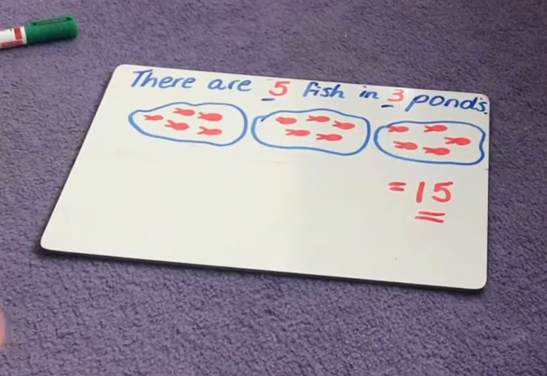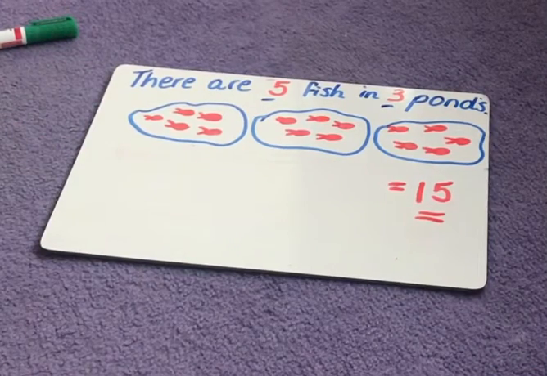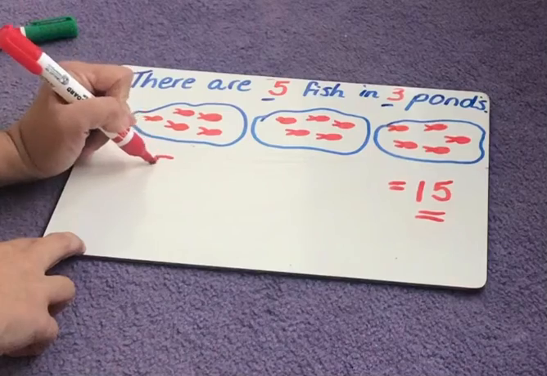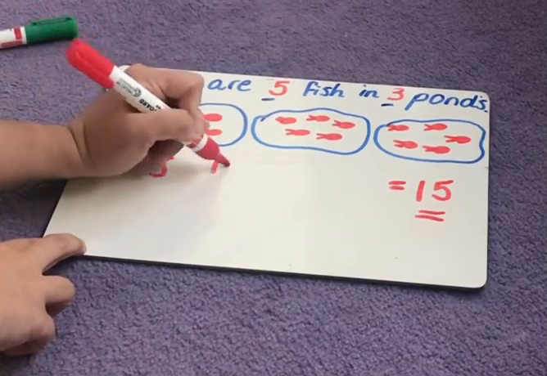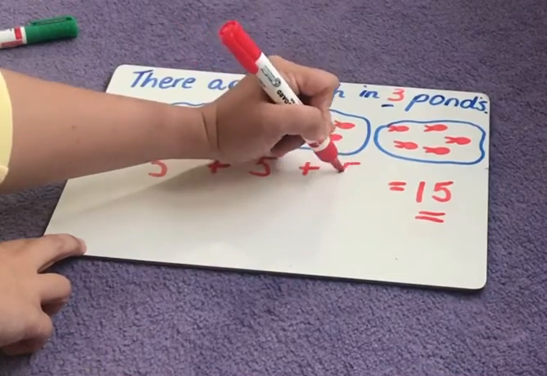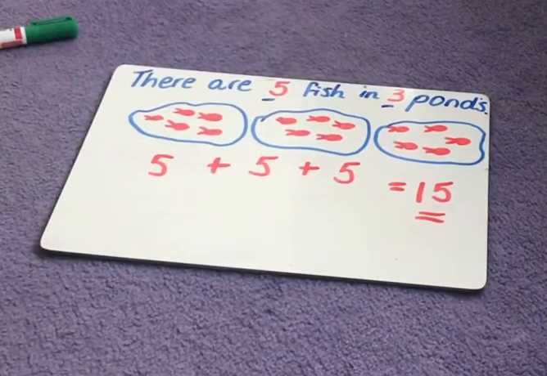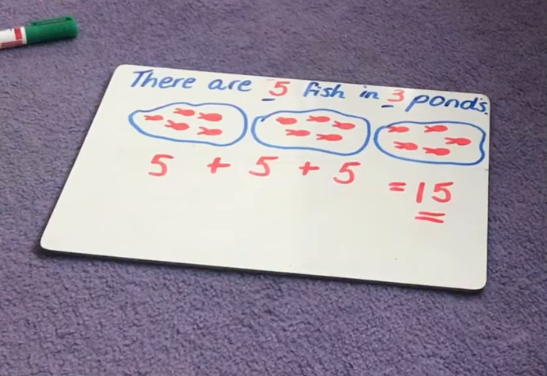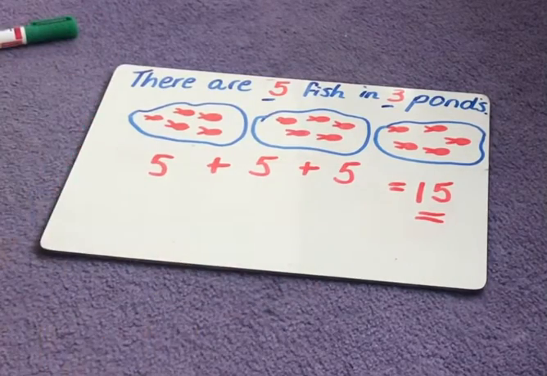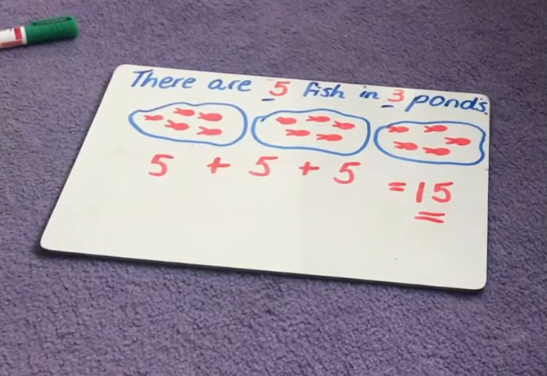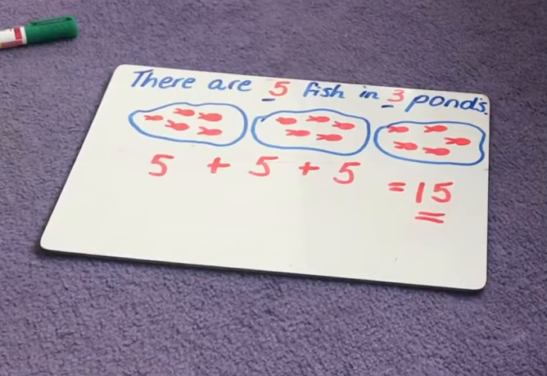But what does a repeated addition sentence look like? Now that sounds quite complicated, but it's really not. 5 fish plus another 5 fish plus another 5 fish equals 15. So this is a repeated addition sentence, okay? Repeating the same number.